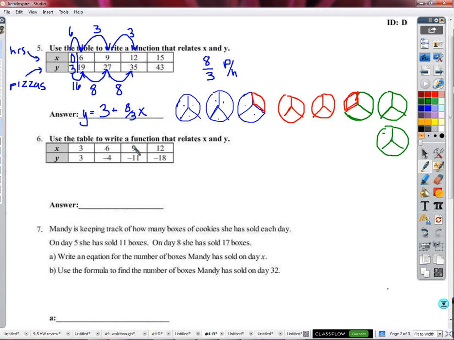Okay, so there's that one. When we have a fraction, it works the same. They're selling fractions of a thing, or making fractions of a thing every hour, every day, or whatever.